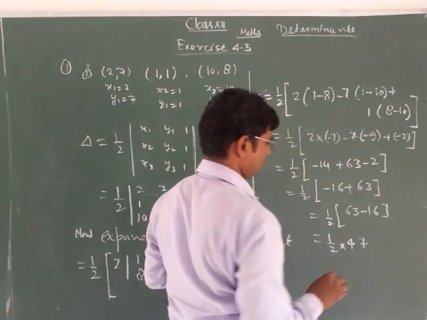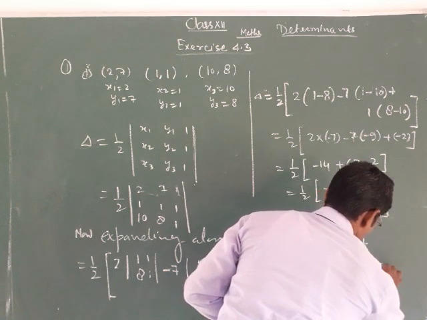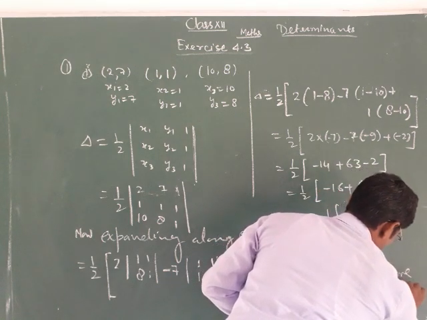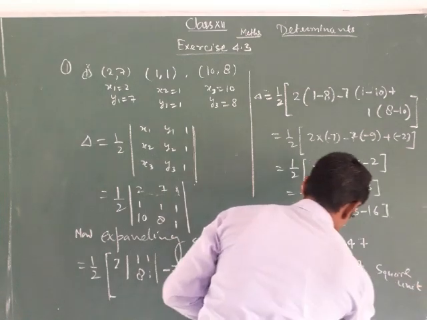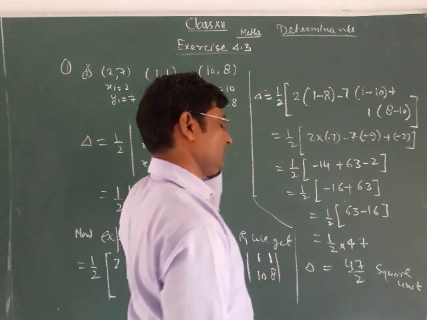So the area of the triangle is 47 upon 2 square units.